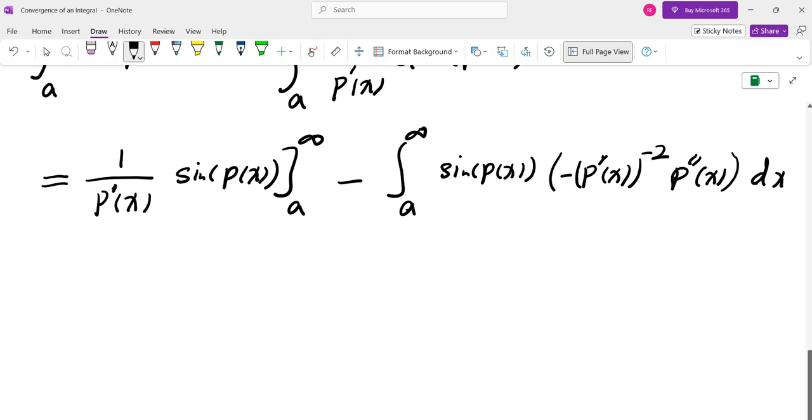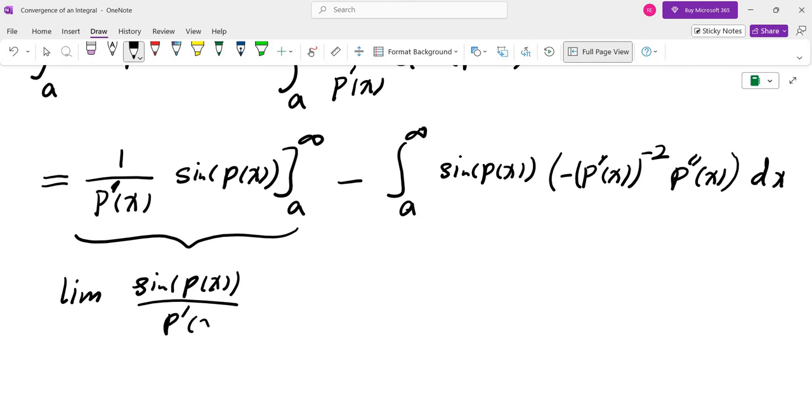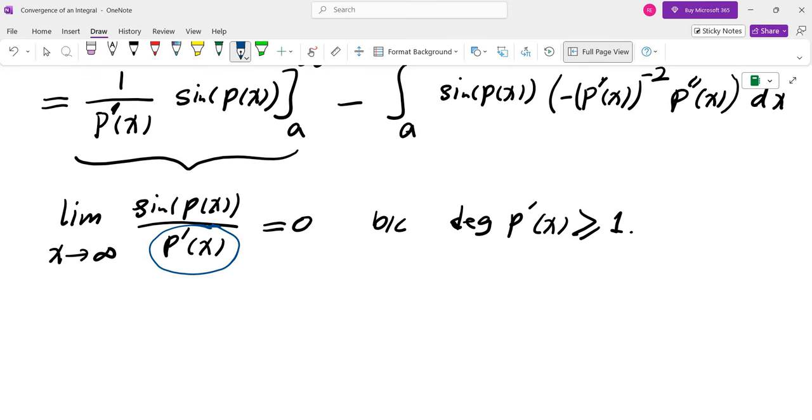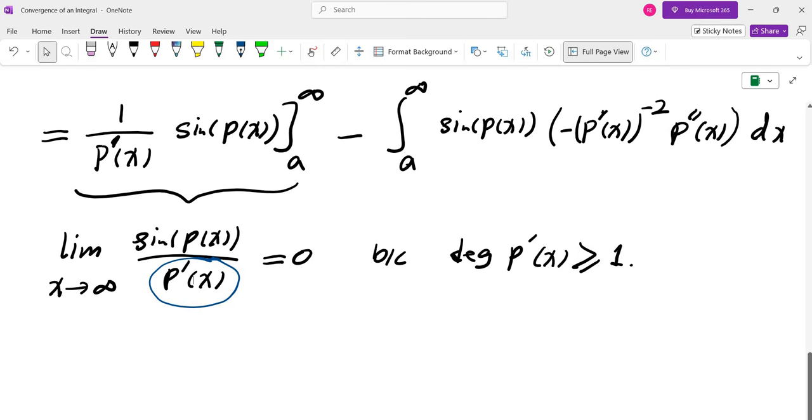Okay, so the first part converges, because if you take the limit of sine of p of x over p prime of x as x goes to infinity, we get 0. And why is that the case? Because the degree of p prime is at least 1. So this is going to be dominant in this fraction, and the whole thing becomes 0. And at a, we get some value, it doesn't matter. So now we'll have to look at this portion. So let's look at the second integral.